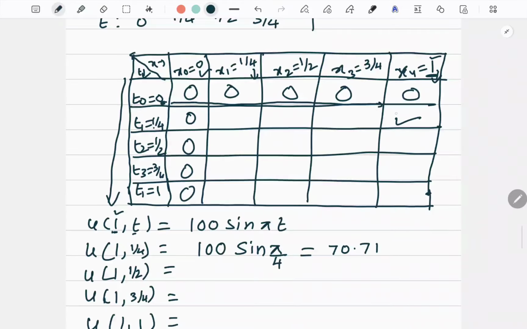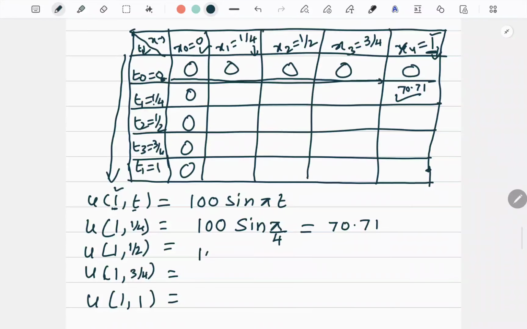70.71. So this value will go here, 70.71. Then this 100 sin(π/2). Sin 90, π/2 is 90. Sin 90 is 1, so 100. So this I calculated in degrees. If you want to use π/2, if you are pressing sin in bracket π/2 in your calculator, make sure it is in radian. Then 100 sin(3π/4), so this will also be equal to 70.71.